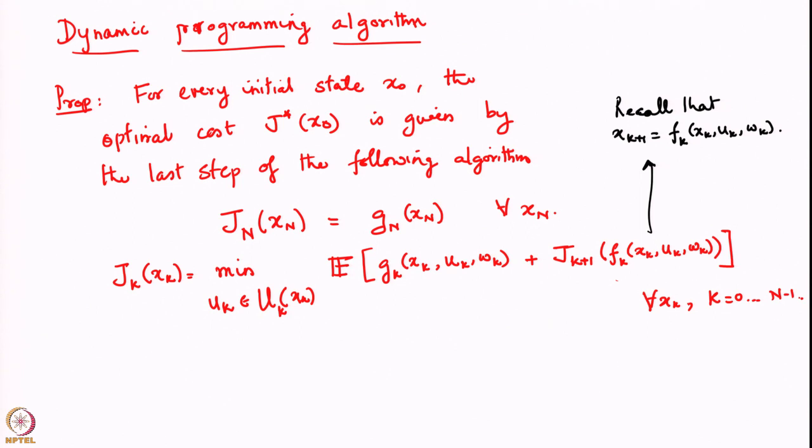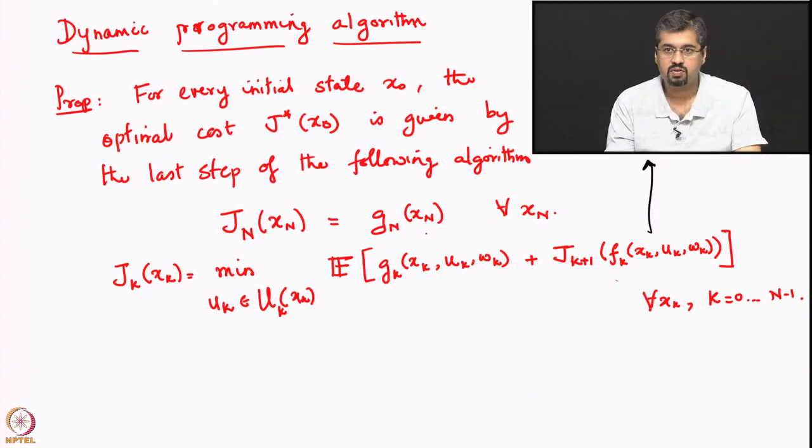Okay. So, this algorithm basically asks us to do the following. You define these functions Jn minus 1, Jn minus 2 and so on, in other words Jk for all k from 0 to n. Jn is defined as equal to gn of xn, that is what was given to us, it is the terminal cost. Jk of xk for k less than n is defined recursively. It is defined in terms of Jk plus 1.